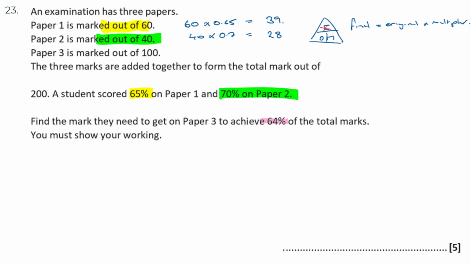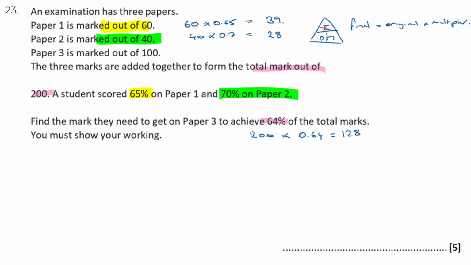Okay, now we know that the total marks out of everything is 200, so to achieve 64% of the total marks, he's going to need 200 times 64% written as a decimal. That's 0.64, and that comes to, I think it's 128, just off the top of my head. You can verify that on a calculator if you wish.